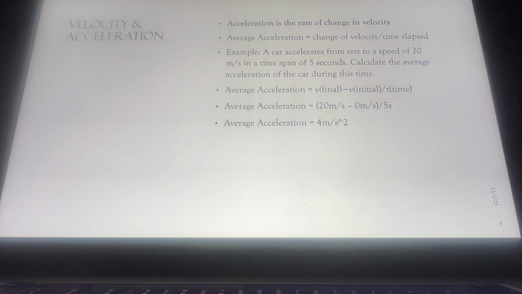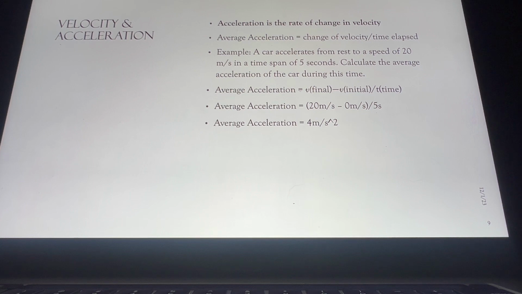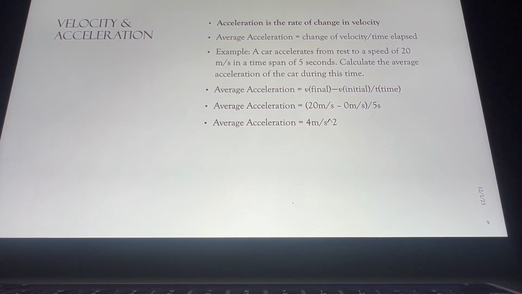A car accelerates from rest to a speed of 20 meters a second in a time span of 5 seconds. Calculate the average acceleration of the car during this time. So we have the average acceleration. You would use the final velocity minus the initial velocity divided by time. So to solve this equation, you would do 20 meters a second minus 0 meters a second divided by 5 seconds. And as you can see at the bottom, you get 4 meters a second squared.